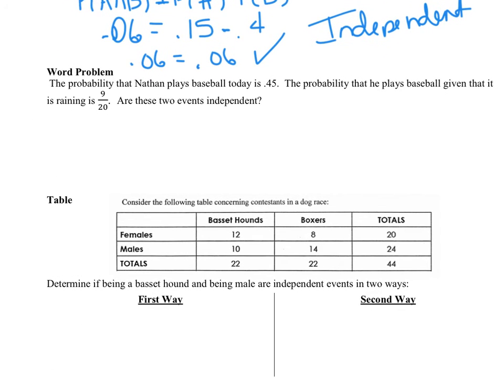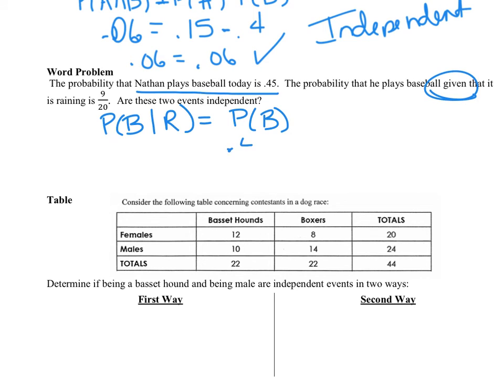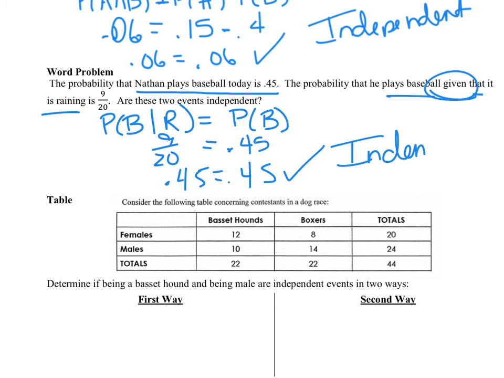Okay, so are these independent? Now, which formula should you use? Well, this one has given in it, so I'm going to use the probability of the givens. So probability of baseball, given it rains, is equal to the probability that he plays baseball. So probability he plays baseball is 0.45. The probability that he plays baseball, given that it rains, is 9 over 20. So I had to disguise this. So 0.45 equals 0.45. So these are independent. Whatever, I spelled it wrong.